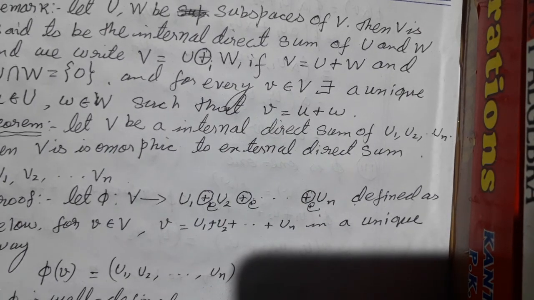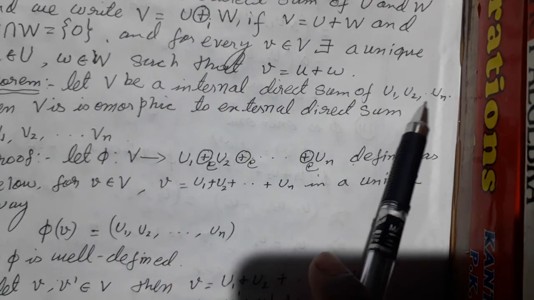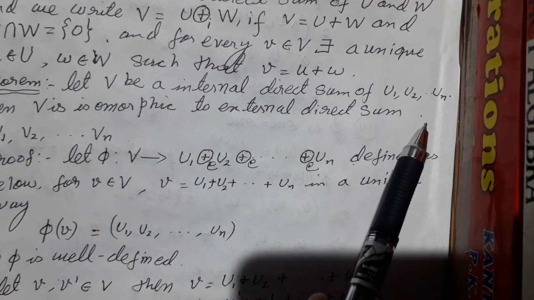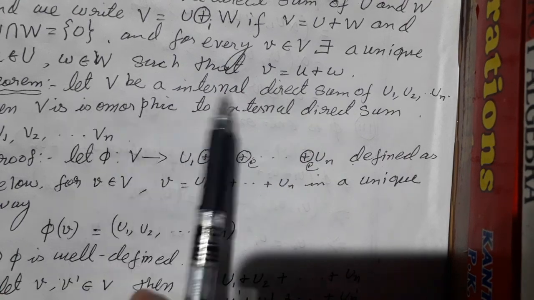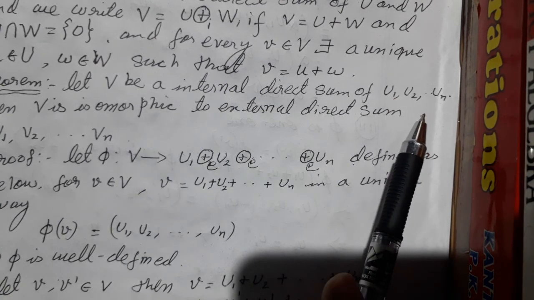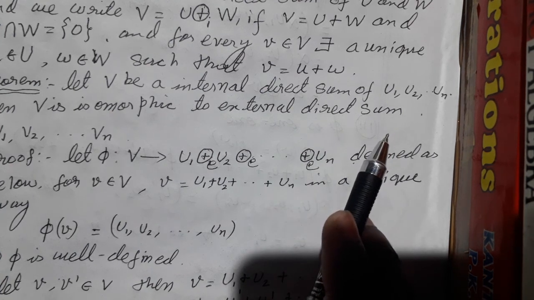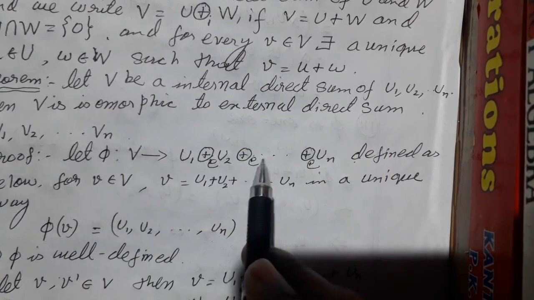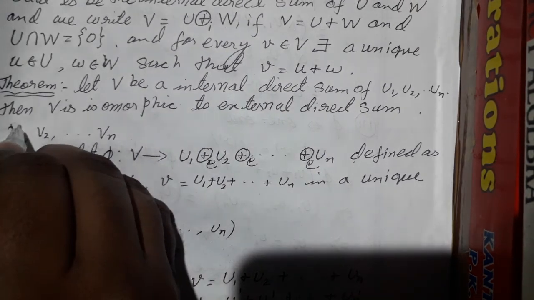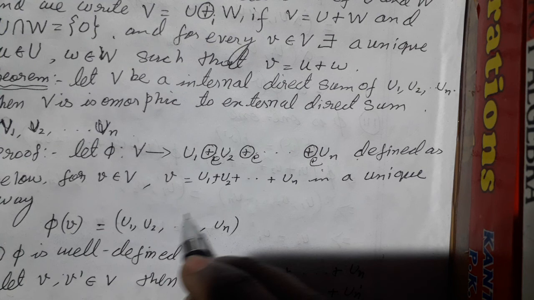Now we are going to do one theorem here: if V is an internal direct sum of U1, U2, till Un, then this V is isomorphic to the external direct sum. So let us define a mapping from V to this external direct sum, U1 × U2 × ... × Un.